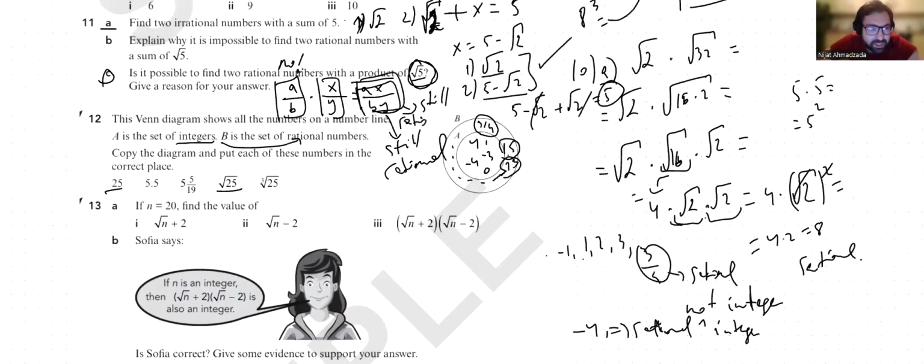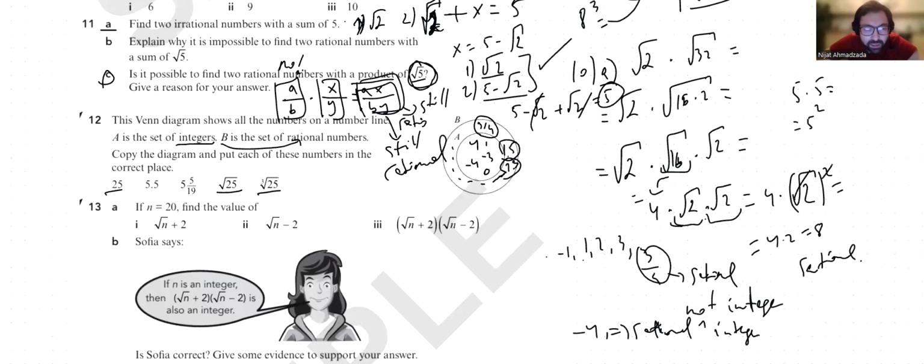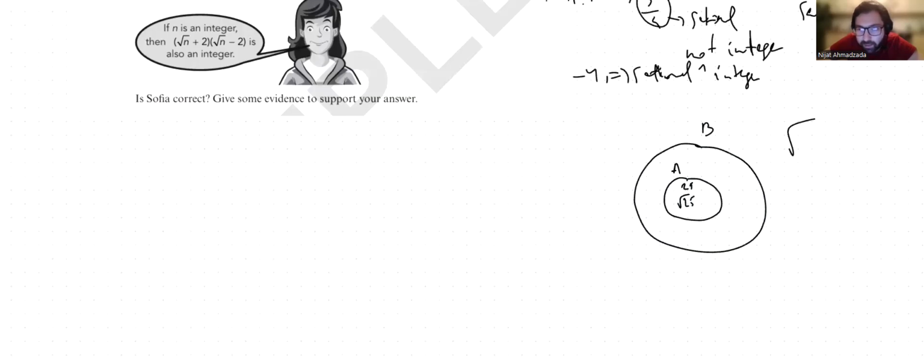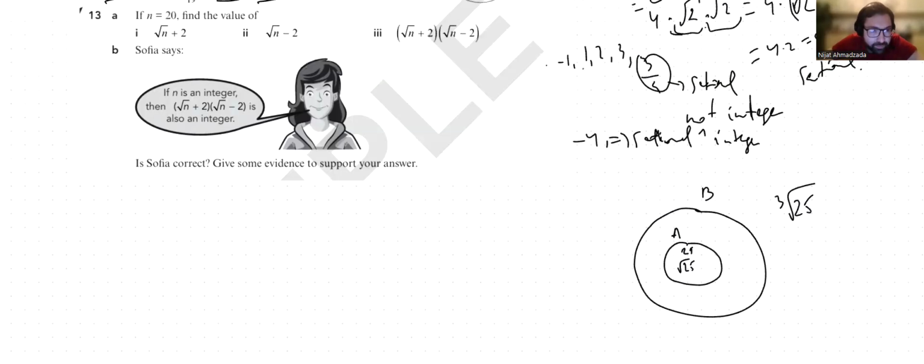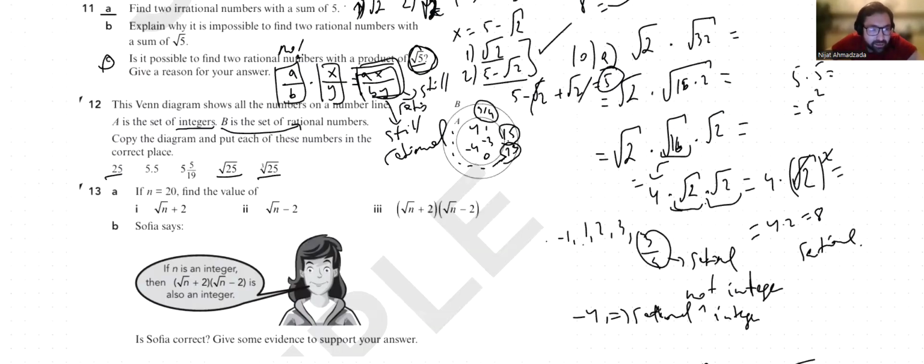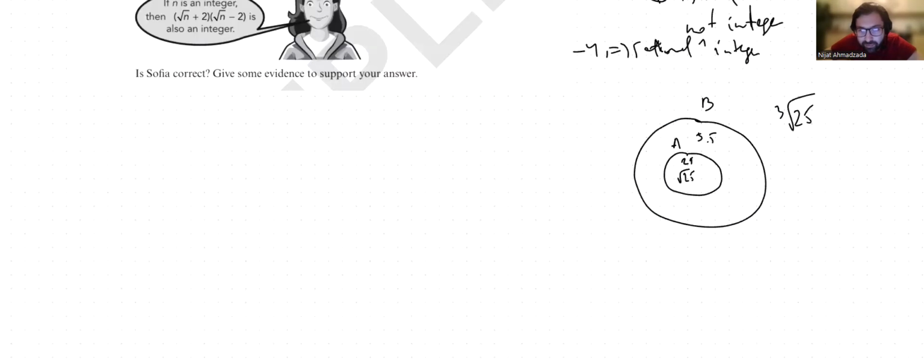Cube root of 25 is not an integer, right? But it's also not rational, so it's nowhere. It's neither integer nor rational, right? So it's not going to be anywhere. This one is rational, not integer. It is rational, not integer. So 5.5 and 5.19, something like that.